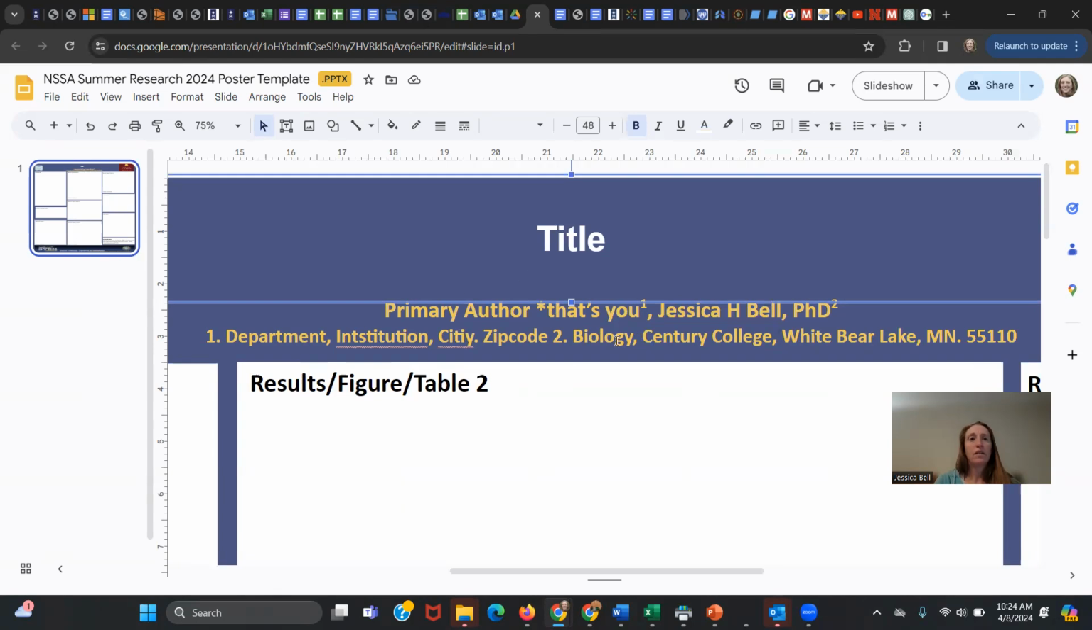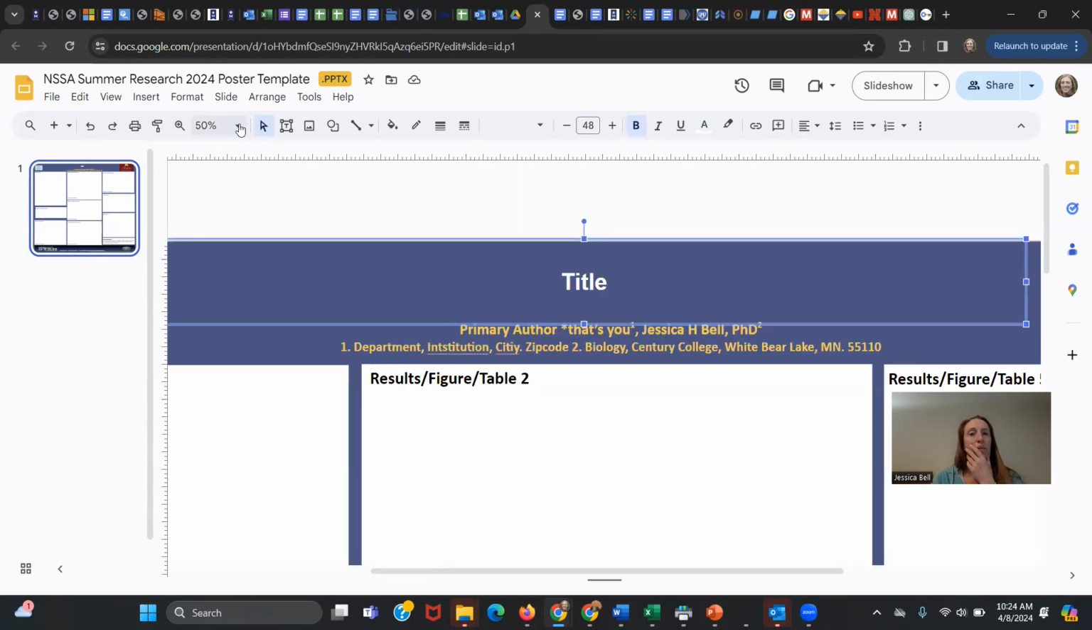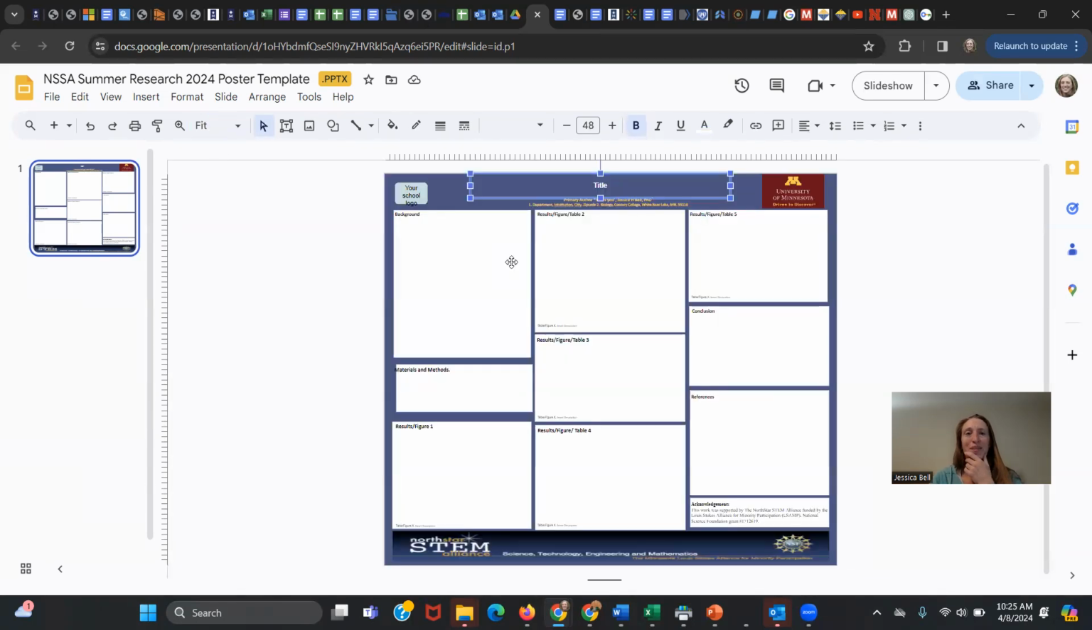All right. Now, for the poster, let's go back. I'm going to go back to fit. There you go. All right. At this point, you should have several figures. So you should have 4 to 5 figures or tables that you want to use. You should be starting to write that background information, and you should be starting to write your conclusion information.